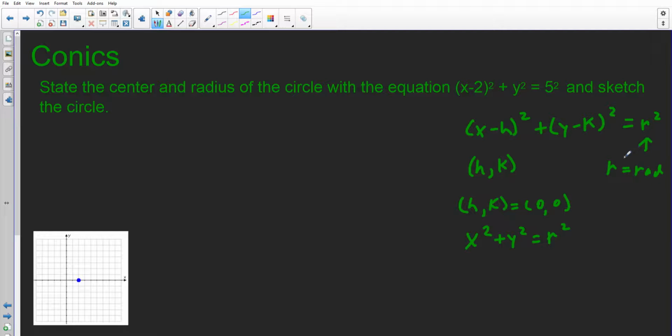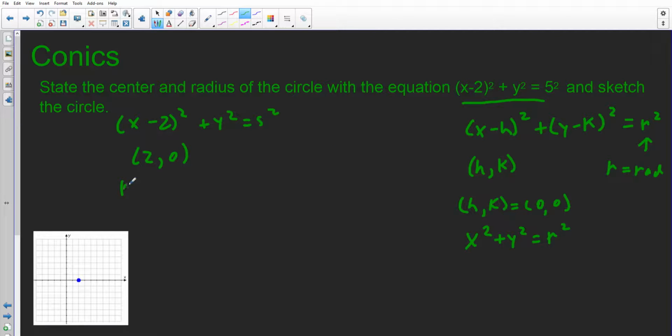r is the radius. So when we look at this equation here, (x − 2)² + y² = 5², and we're looking for the center, we can just say, okay, well, h is going to be 2, and k is just going to be 0. Now, it's very important that you remember what value you're going to use here. If it's a negative number inside the brackets, it's going to be a positive number as the center point. And that is because we're not bringing in negative h, we're just bringing in h.